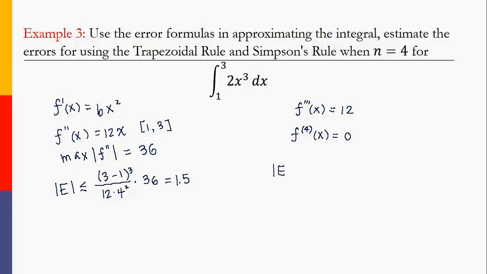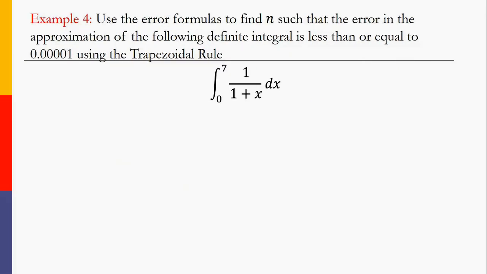So the error, which is less than or equal to (b minus a) to the fifth power divided by 180 times n to the fourth power times the maximum of the fourth derivative, will equal 0. So Simpson's rule is a better approximation for this definite integral when n equals 4. We'll look at another example of how to use the error formula to find n.